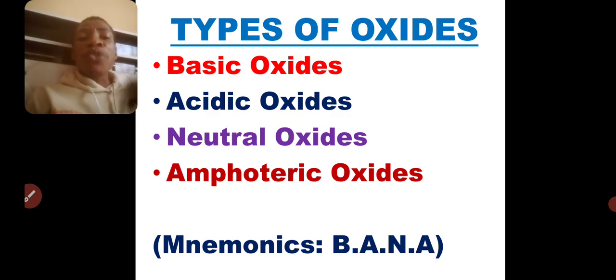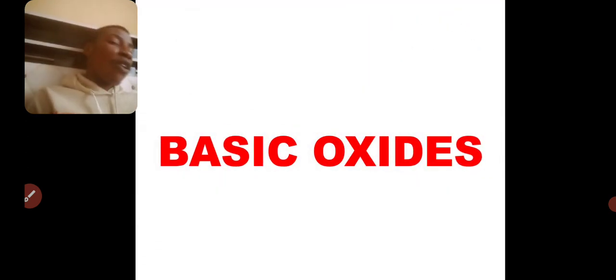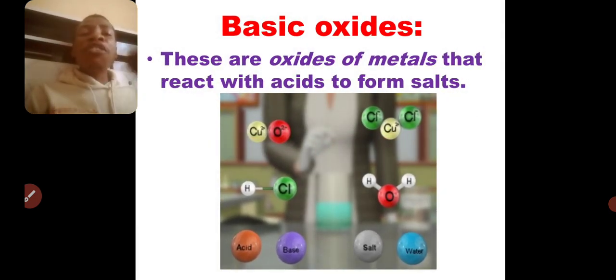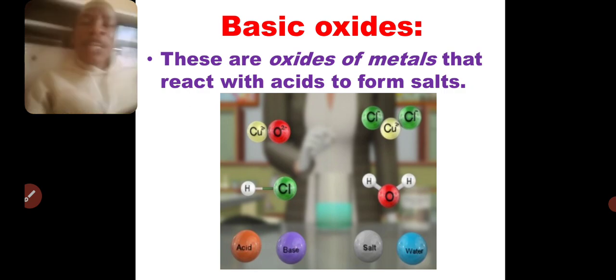I use mnemonics to call them BANA. B for basic, A for acidic, N for neutral, A for amphoteric oxide. What are basic oxides? They are oxides of metals that react with acid to form salt. Those are basic oxides. They react with acid to form salt.